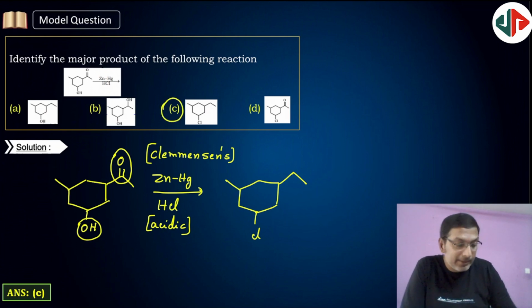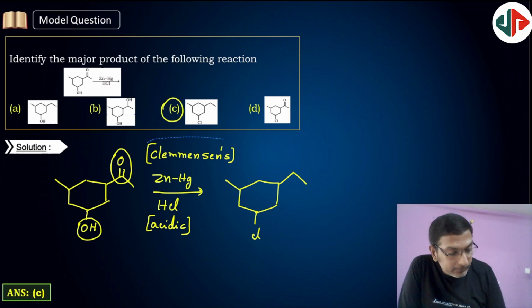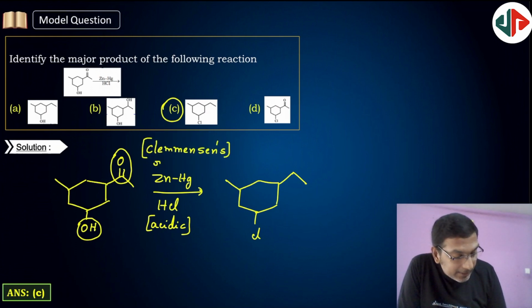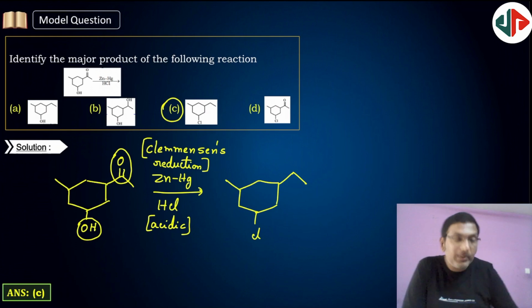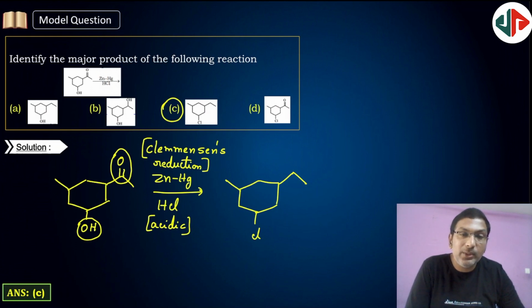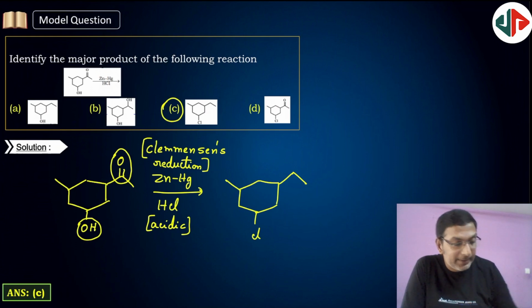Clemmensen's reduction is a famous reaction to convert the CO group into the CH2 group. But in the presence of acid, OH will be displaced with Cl. So two reactions are happening here. Option C. Next.